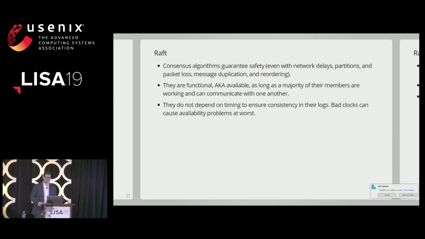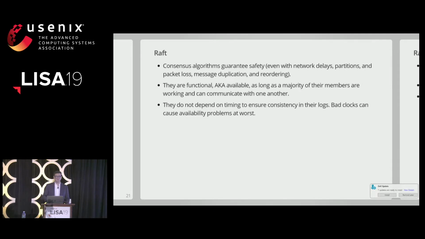Okay, so most, or even all, consensus algorithms guarantee safety. You can have network delays, network partitions, packet loss, message duplication, reordering. Almost anything can happen in these systems. So an algorithm wouldn't be worth very much if it couldn't deal with that. So what they mean by safety is that you'll never get incorrect results. You'll never get a wrong result when you do a read from a Raft store.